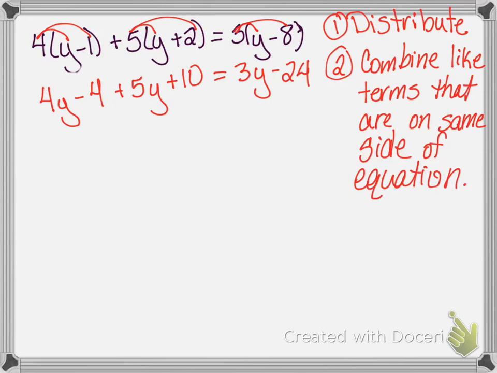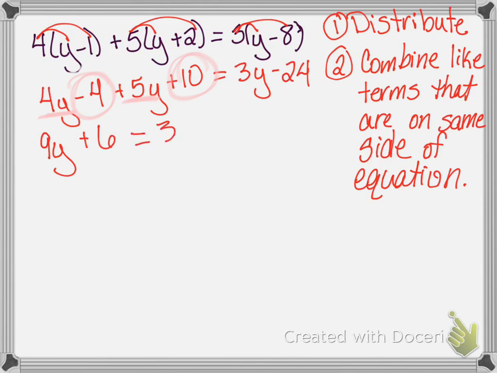So what that means is I've got my 4y and my 5y. What's 4y plus 5y? 9y. Then I've got negative 4 and positive 10. What's negative 4 and positive 10? Positive 6.